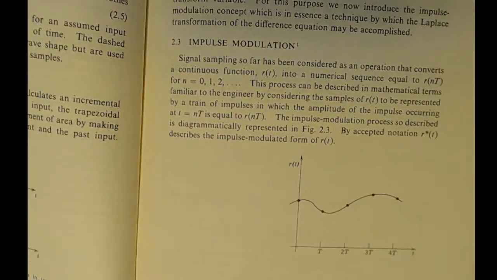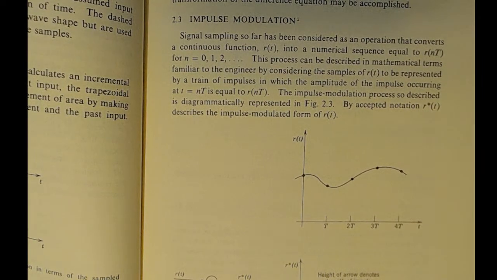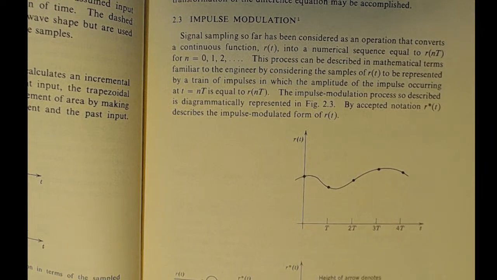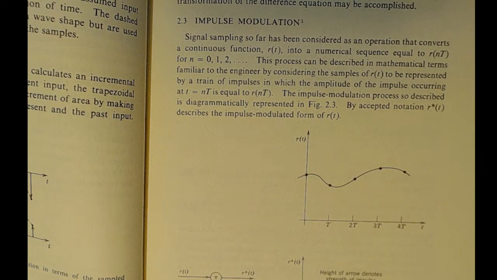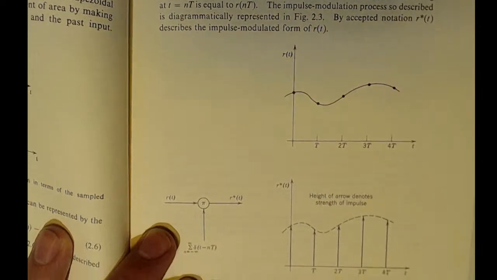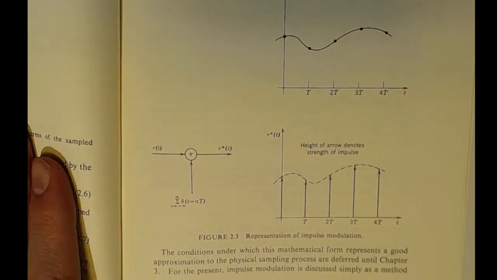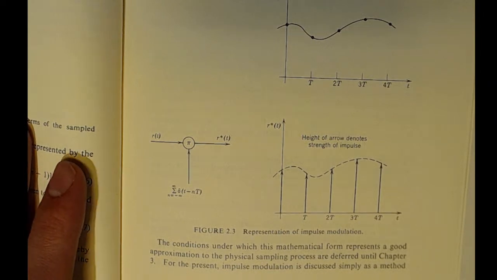Impulse modulation. Signal sampling so far has been considered as an operation that converts a continuous function into a numerical sequence. This process can be described in mathematical terms familiar to the engineer by considering the samples of R of t to be represented by a train of impulses in which the amplitude of the impulse occurring at t equals nT is equal to R of nT. The impulse modulation process so described is diagrammatically represented in figure 2.3. Yes, this is ideal sampling, as it's known. None of this is that deep.